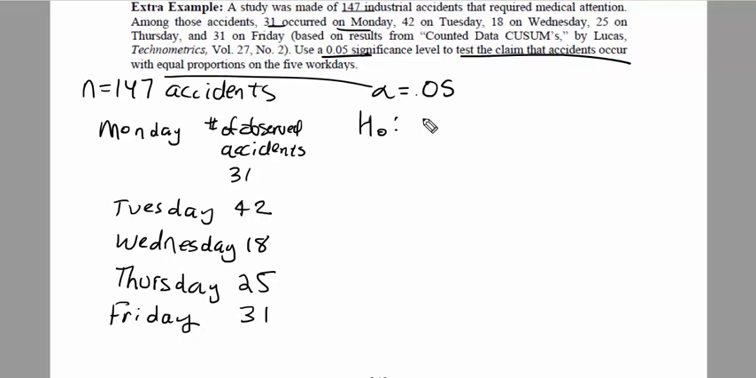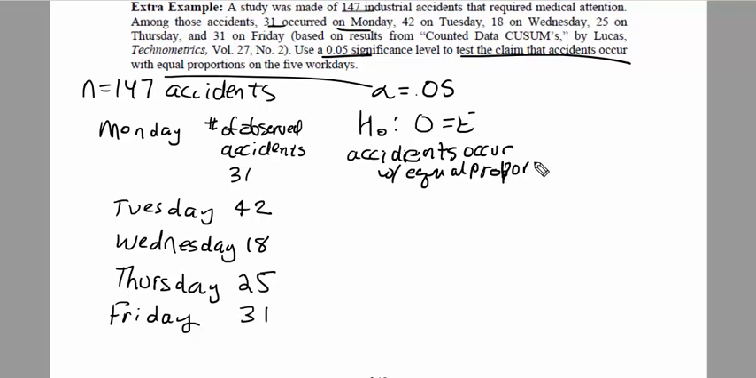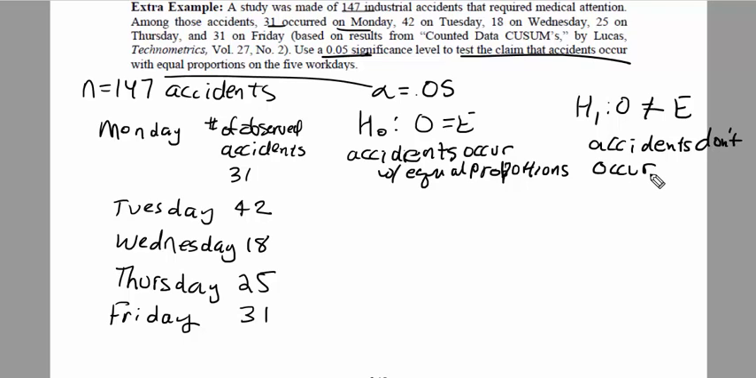5 workdays. So H0: O is equal to E, meaning the accidents occur with equal proportions, and otherwise H1: O is not equal to E, meaning that the accidents don't occur with equal proportions.